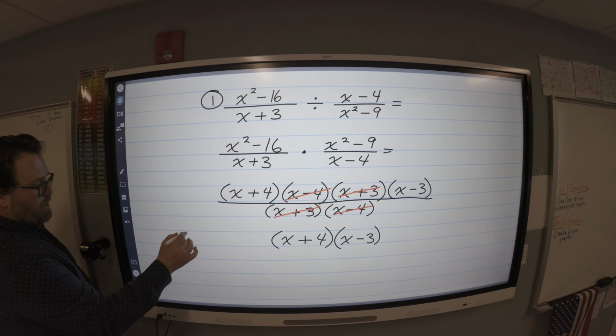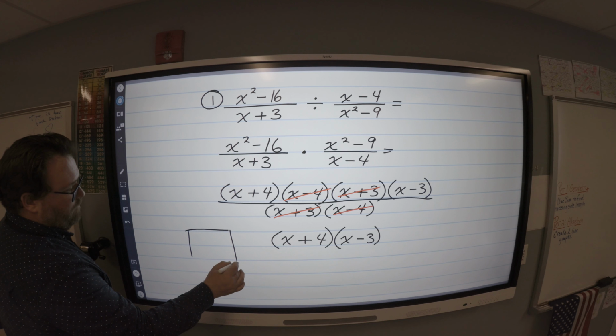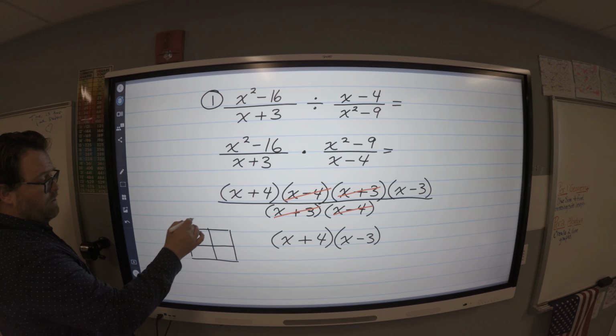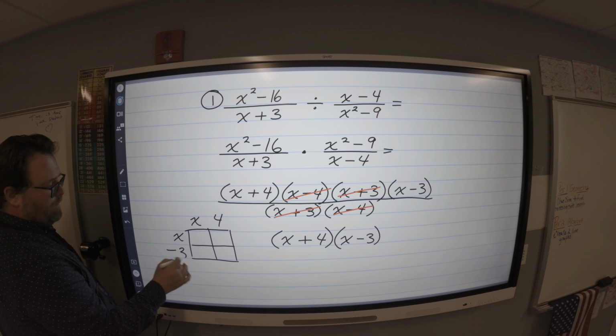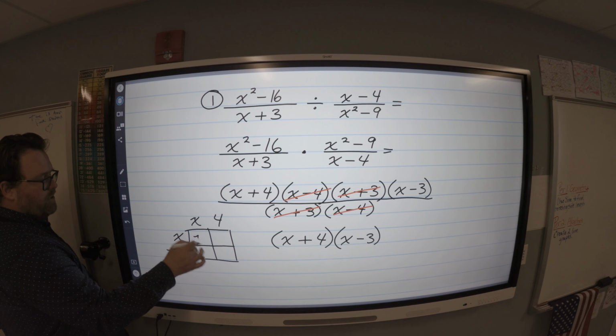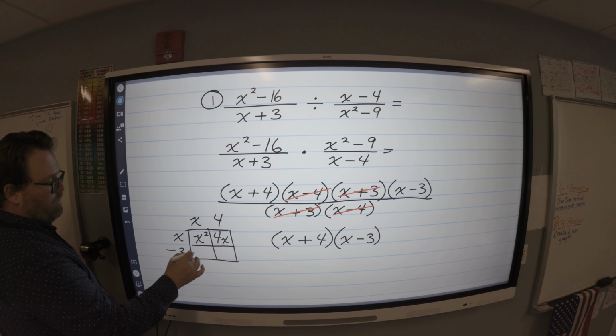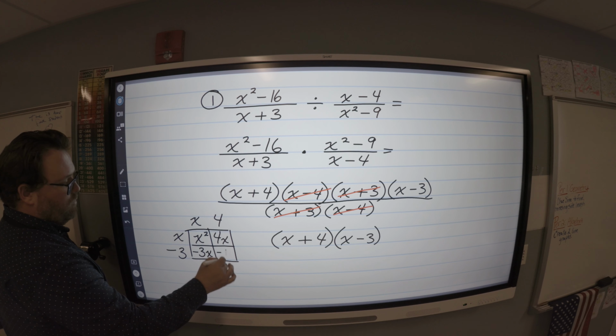We could also multiply these together, either with FOIL, double distribution, or writing a Punnett square. So we could do x plus 4 times x minus 3. X times x is x squared. X times 4 is 4x. X times negative 3 is negative 3x. And negative 3 times 4 is negative 12.